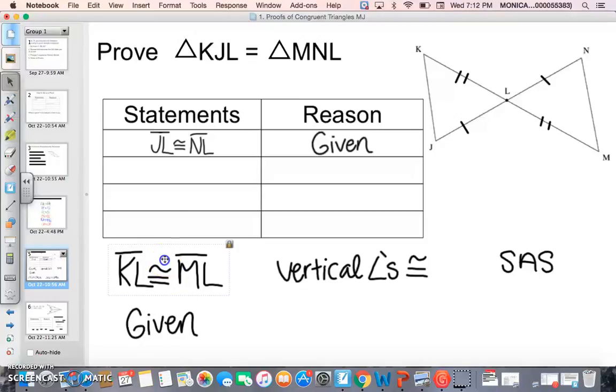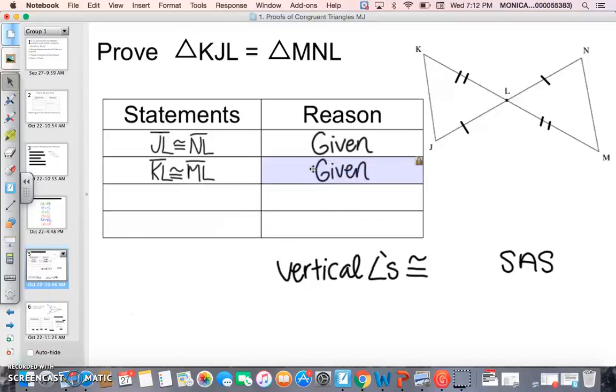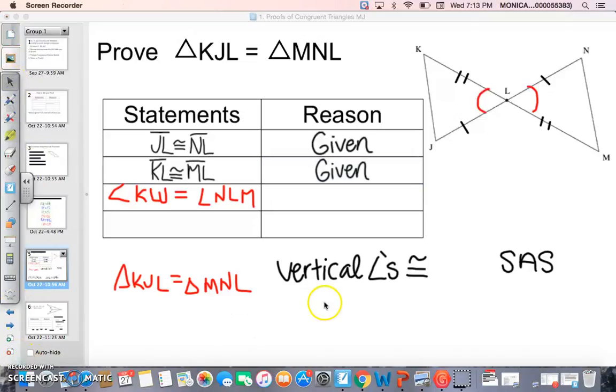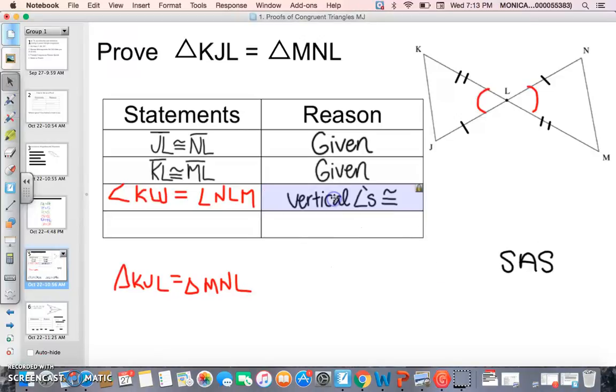I also see that KL and ML are congruent. And I know this is given information. Now what I have to look in between and see is that this angle here is congruent to this angle here. And the reason I know that is because they are vertical angles. And a short way of saying that is just saying vertical angles are congruent, rather than writing the whole definition out.